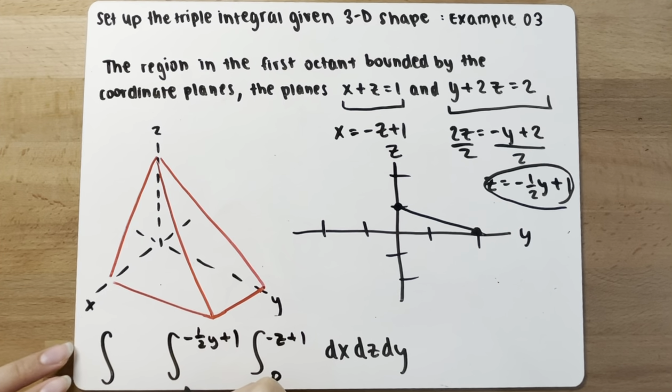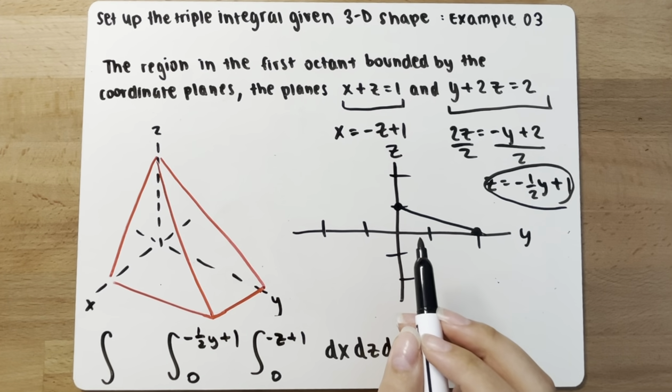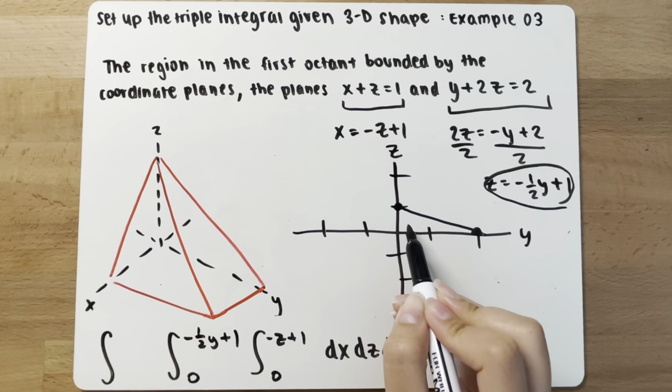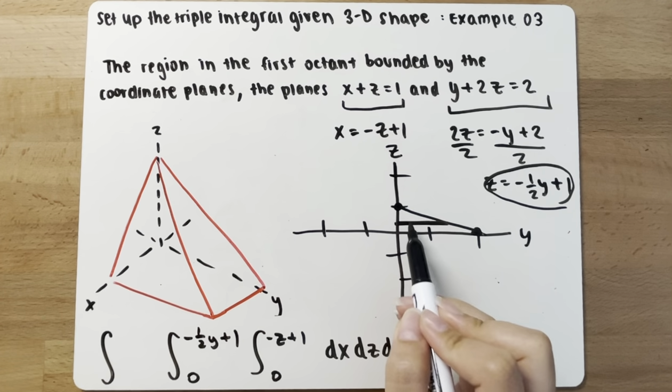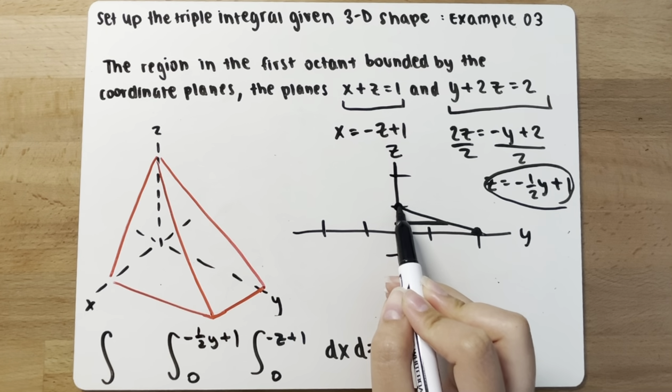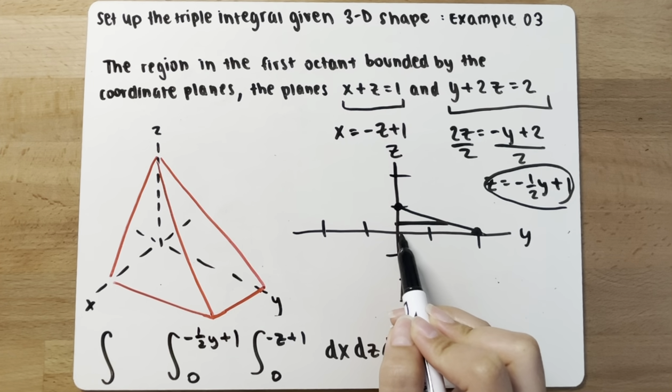And the lower boundary will be 0 because if you do a slider for dz, it would look like this. So it goes up only to this line, and it could go down to 0.